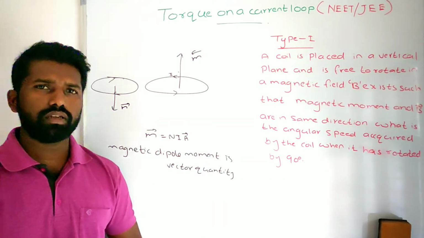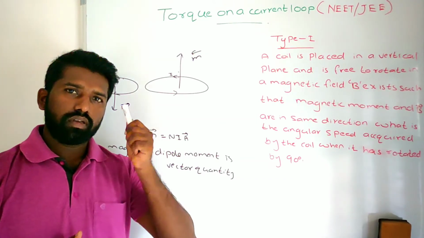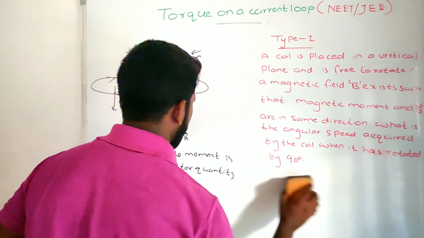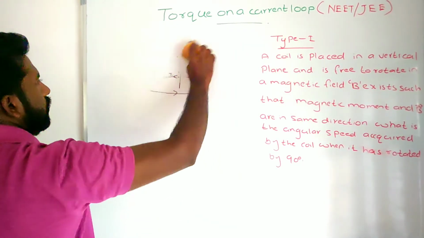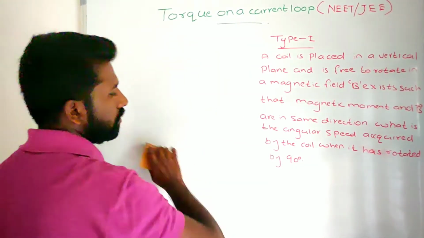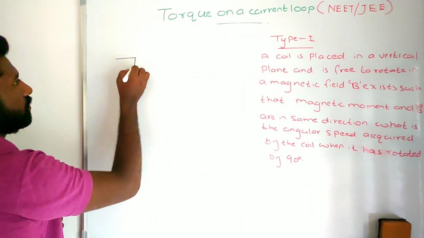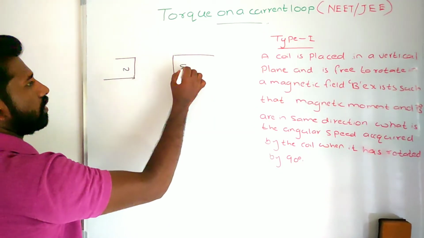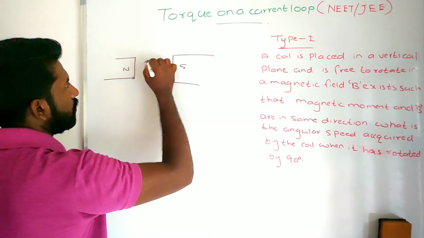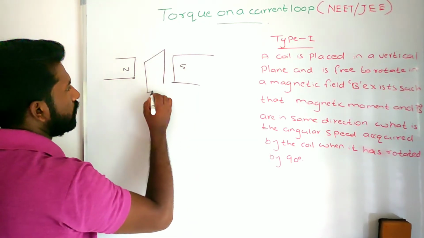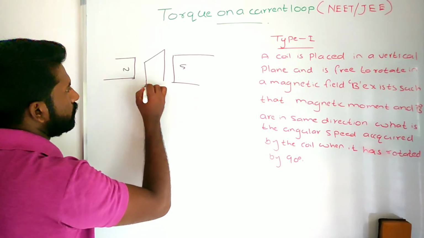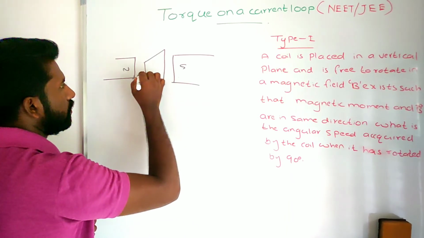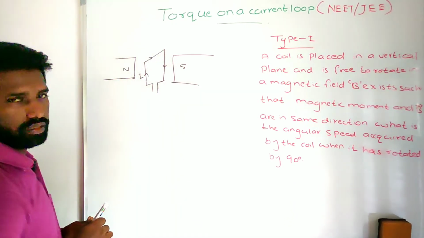A current carrying loop placed in a magnetic field will experience a torque. I am taking an example. A rectangular loop is placed in a magnetic field between two magnets, this is the north pole and this is the south. This rectangular loop is placed between them. The current is going in this direction.